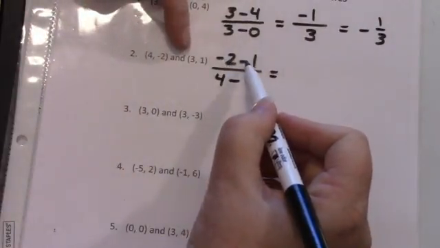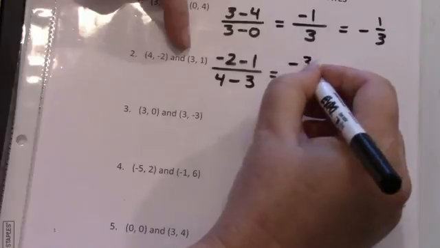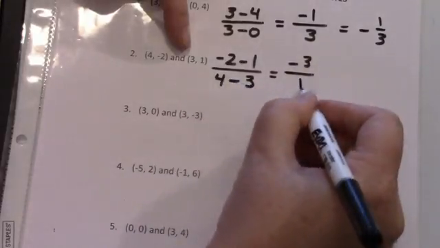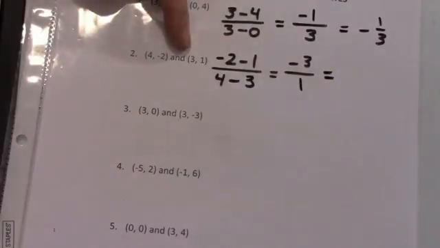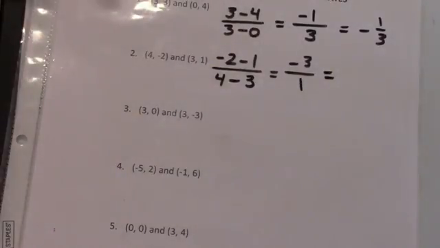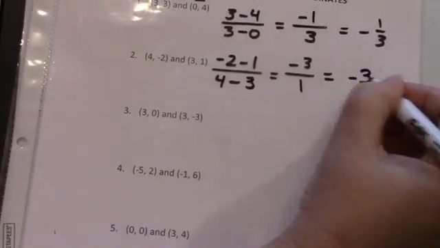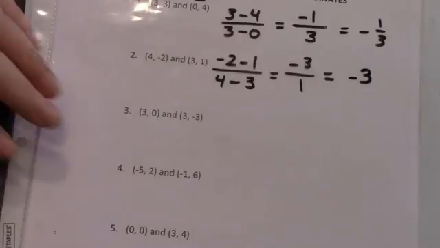Negative 2 minus 1 is negative 3. 4 minus 3 is 1. Let's simplify that. We know that any fraction that has a 1 as the denominator can just go away. It just means it becomes a whole number. So to simplify this, our slope would be negative 3.